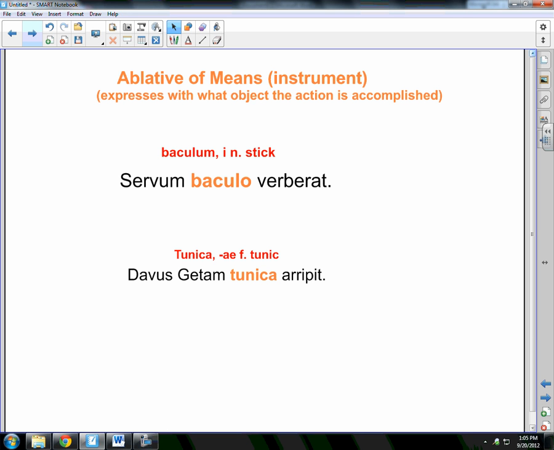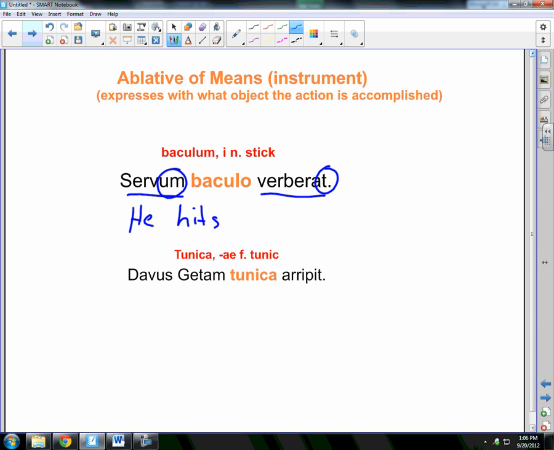The ablative of instrument or means is going to express what object the action is accomplished with. So in this first sentence here, we look at servum, it's accusative, so it's going to be our direct object. And we have verberat, that's our verb. Third person singular, so we're going to make a he, a she, or an it as the subject. The action is hits. The direct object is servum, so slave, he hits the slave. Now, the object that he uses to hit the slave is called an ablative of means.